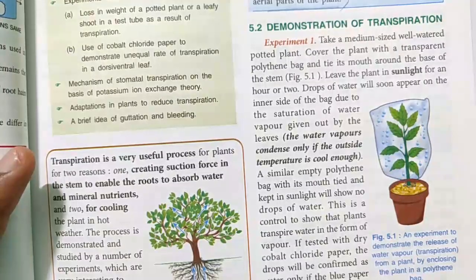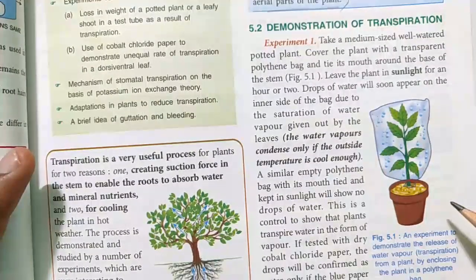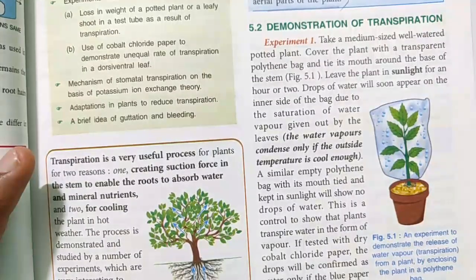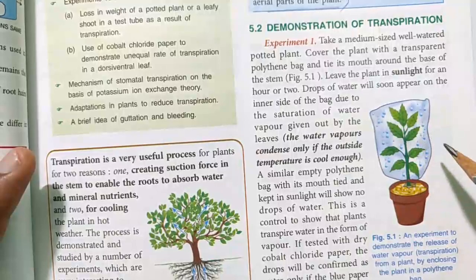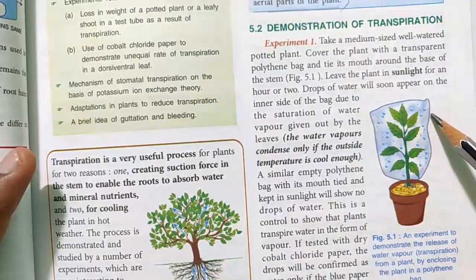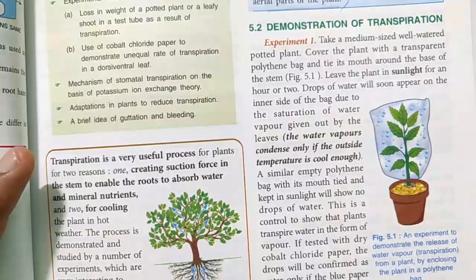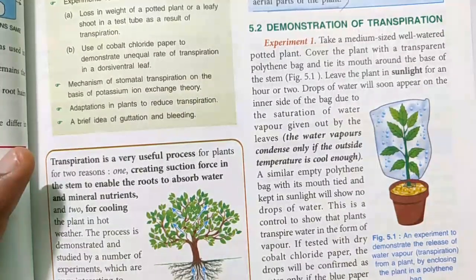However, if we want a control for this experiment, we can take only the polythene bag but not the plant. If there is no plant, there will be no transpiration, and no droplets will be found on the surface of the polythene bag if the source is missing. Source means the plant. In this other experiment, the polythene bag will not show any drop of water. So this is basically the demonstration of transpiration.